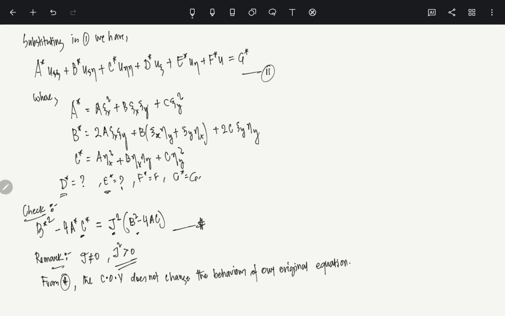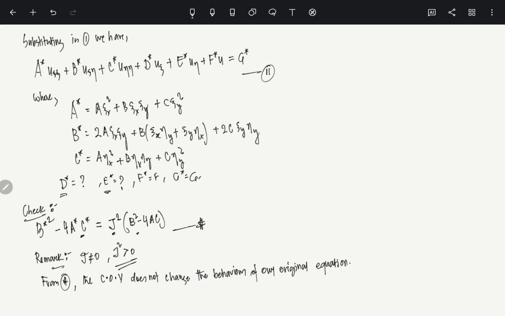So essentially the behavior remains the same. If initially it's an elliptic equation, it remains elliptic. If it's a parabolic equation, it remains parabolic. If it is hyperbolic, it remains hyperbolic. Okay, and we have this expression. Now you will ask what is the difference between 1 and 2? It looks much more complicated too.